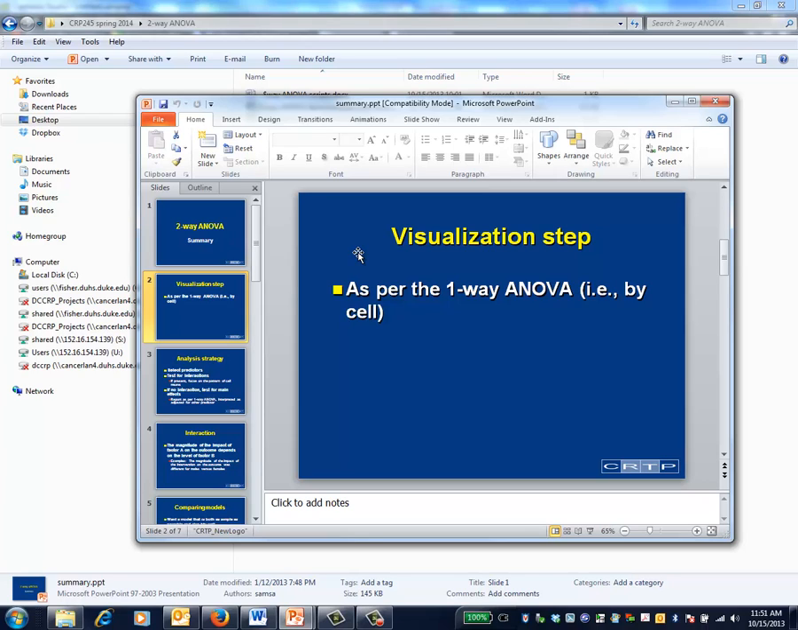As with any statistical analysis, you should begin with visualization. In this context, visualization means to picture the pattern of data within each cell. The methods for doing so are no different from visualization in the one-way ANOVA, and include box plots, histograms, normal probability plots, and so forth.